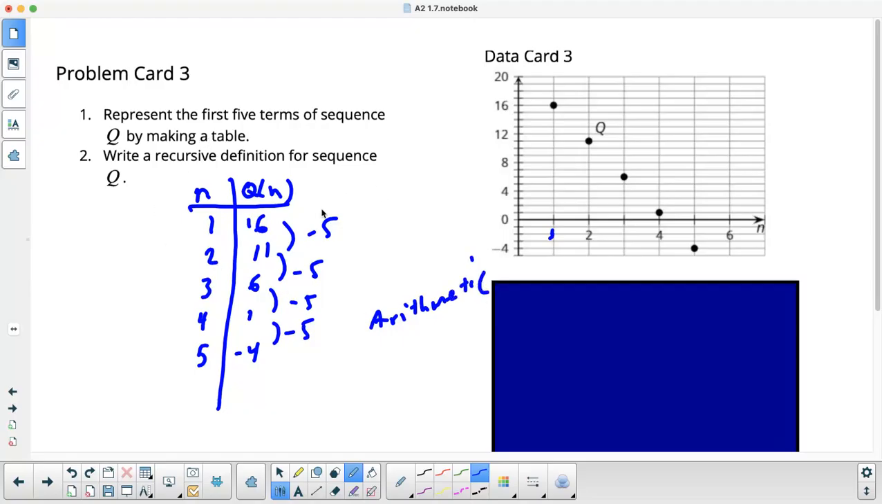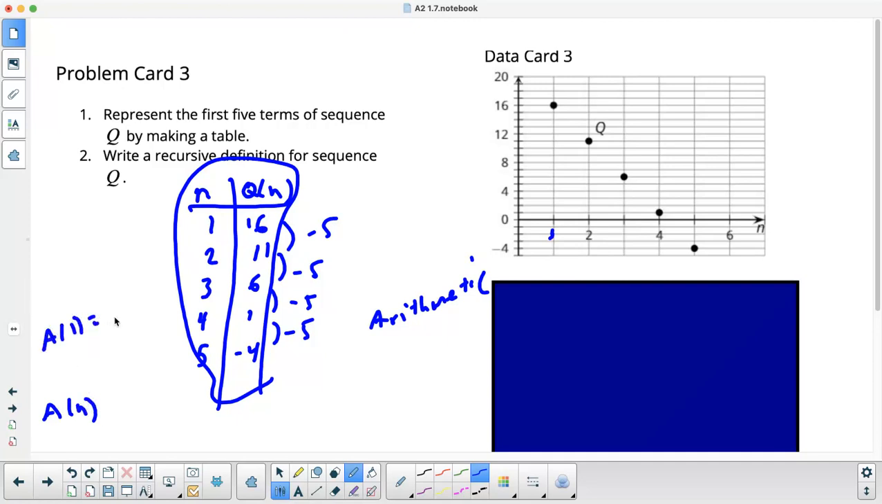Okay, so there's my table. Here's my table, circle that. So arithmetic, so if I want to find the nth term, first let's say what the first term is. Q of 1 is 16. Oh, I'm using A instead of Q. It's Q, sorry. Q of 1, Q of n. If I want to find the nth term, you take the term before it, so it's Q of n minus 1, and I just minus 5.